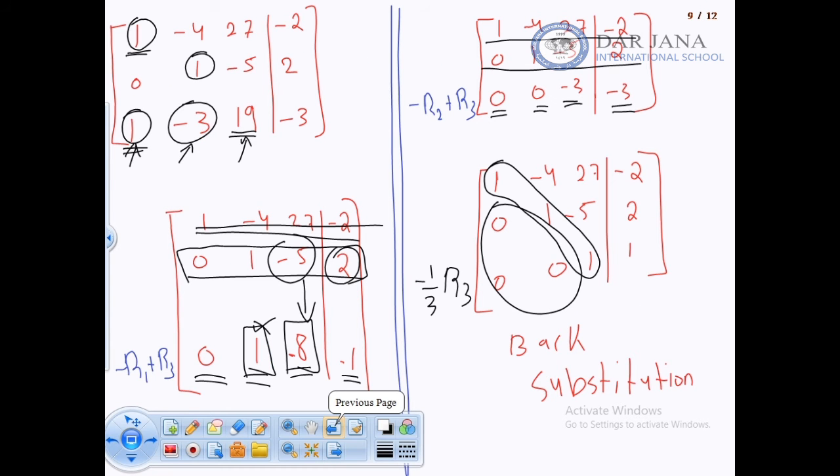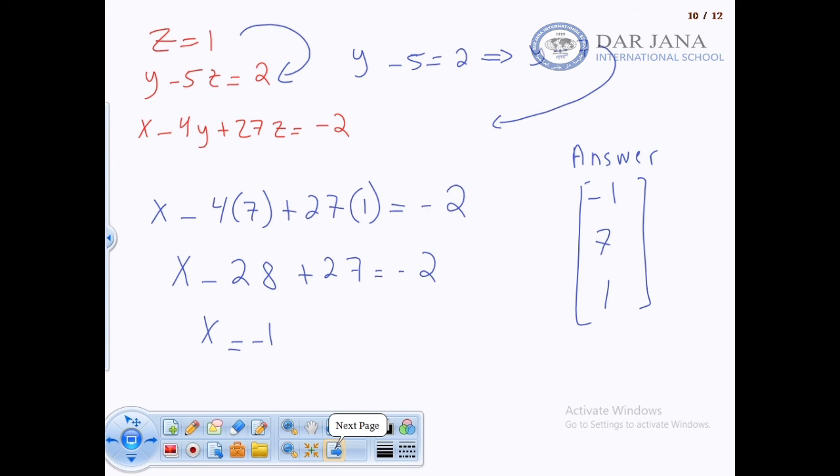Let's look here. z equals 1, y minus 5z equals 2, x minus 4y plus 27z equals negative 2. This is the back substitution. So I will write it as an equation. z equals 1, y minus 5z equals 2, x minus 4y plus 27z equals negative 2.